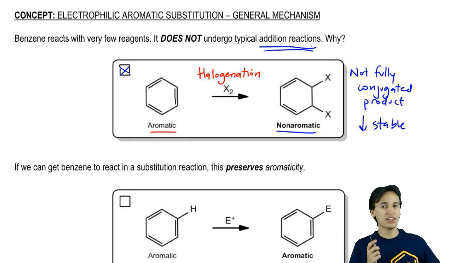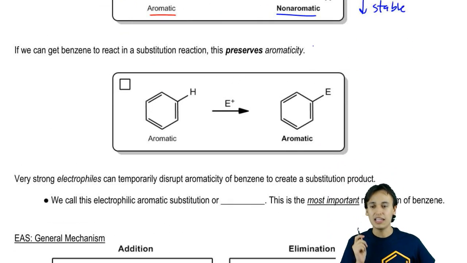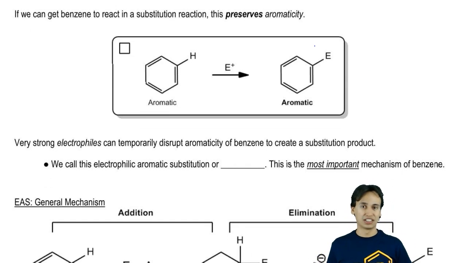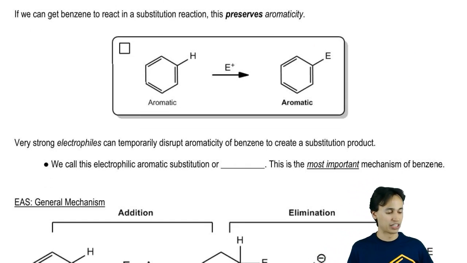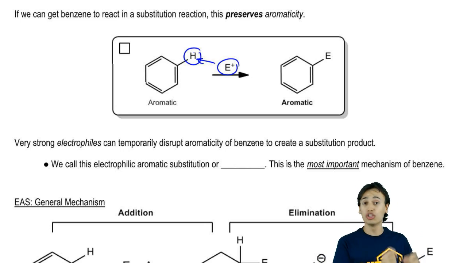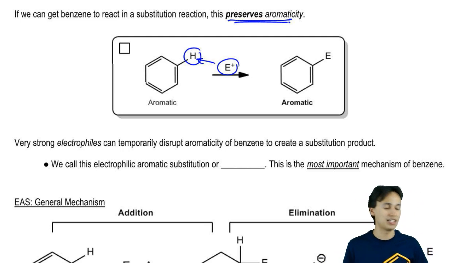Well, let's theorize here. Let's be scientists. If we could somehow get benzene to react in a substitution reaction instead of an addition reaction, like for example, let's get some reagent and get it to switch out with one of the hydrogens. This is not a mechanism, by the way. I'm just saying, if you could just get them to switch, then your final product would remain aromatic. So this is the thought process that we go through when we say, hey, if we're looking for a reaction that's going to work on benzene, it needs to preserve aromaticity at the end.